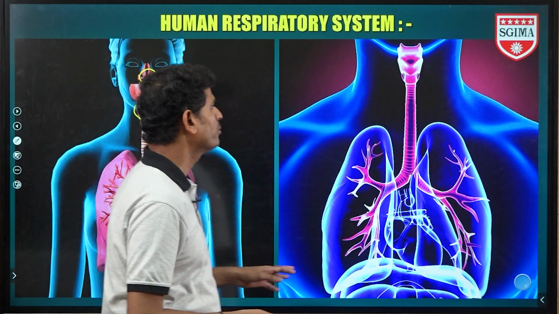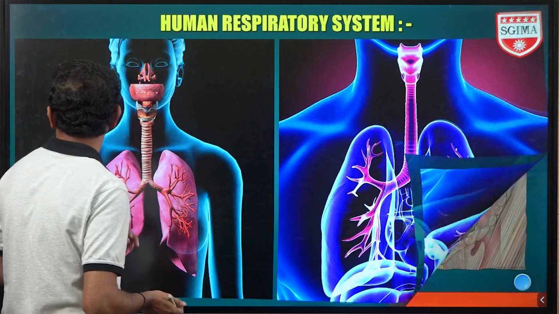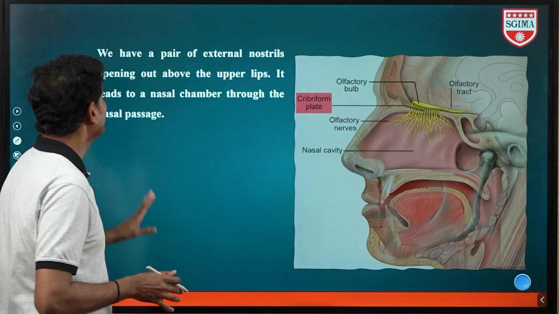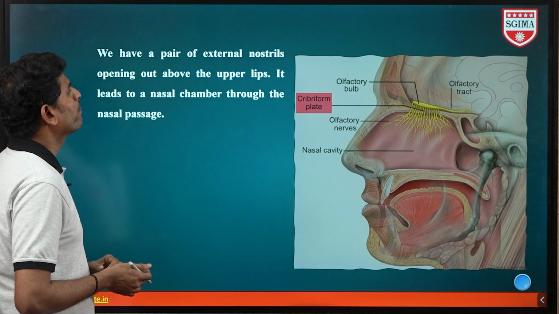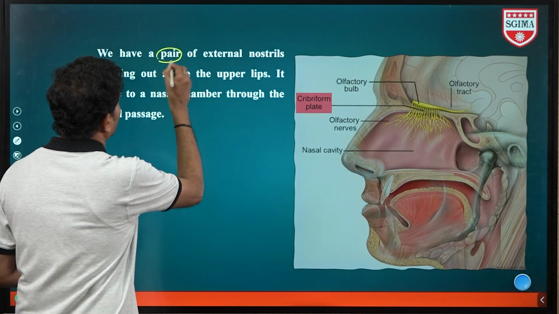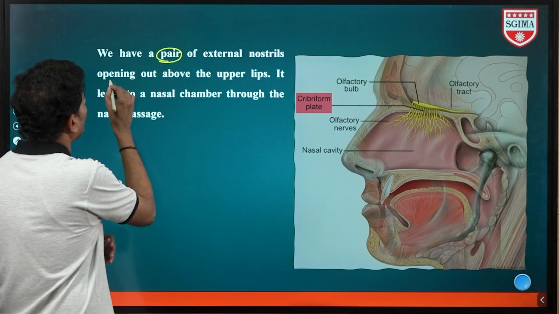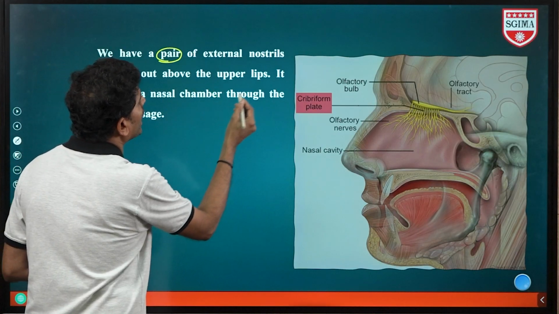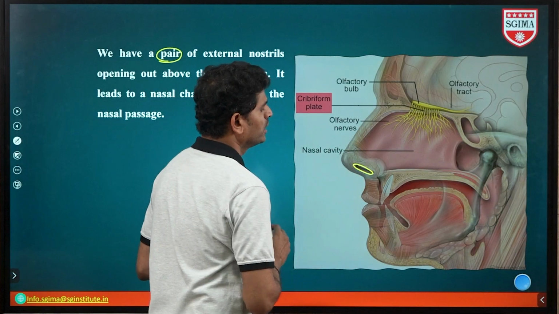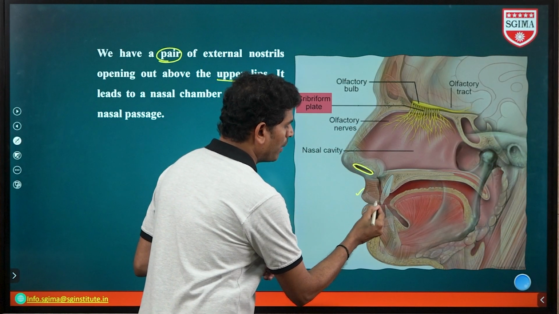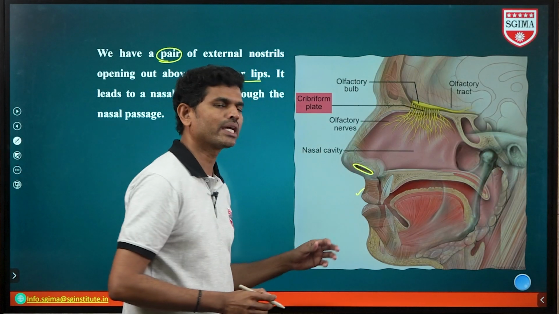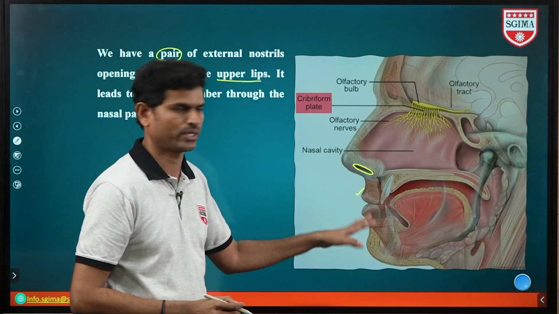Lungs are also here. Now we can see in detail what parts there are. Yes, this is also purely from NCERT. The points are, we have a pair of external nostrils. One pair of external nostrils opens out above the upper lip. So this is the external nostril, and it is present above the upper lip. We can also call them external nares.